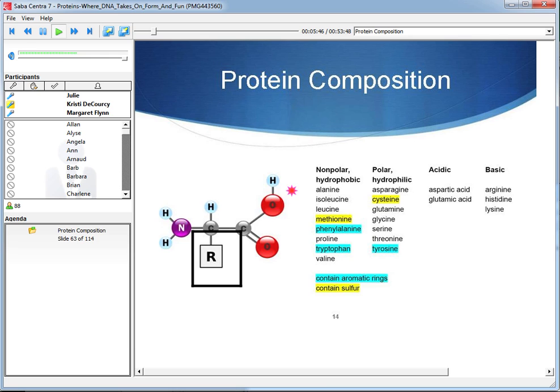So if you look over here at the table on the right, you may have nonpolar, polar, some of them are acidic, some are basic. Some contain aromatic rings, and there are others that contain sulfur, particularly methionine and cysteine. And we'll talk a bit more about cysteine. It's very important, as that's the amino acid that's responsible for doing the disulfide bonds between or within proteins.